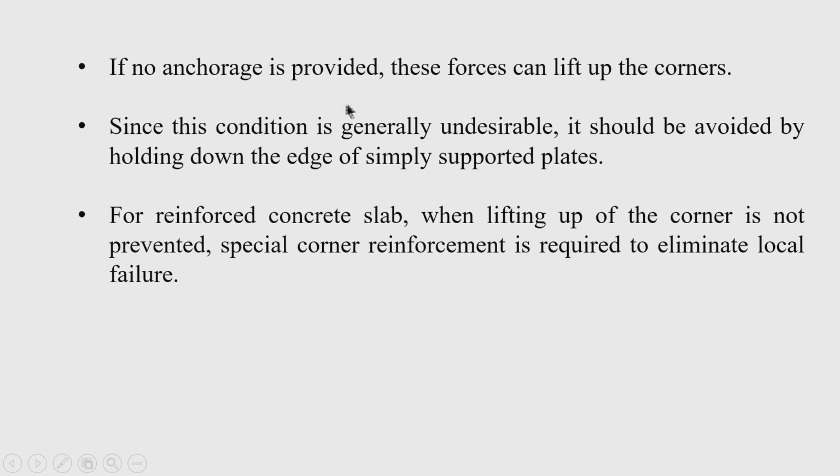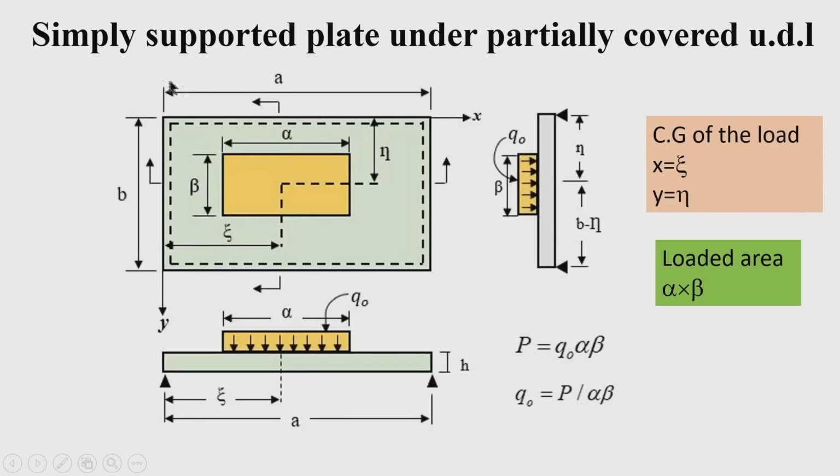If no anchorage is provided, these forces can lift up the corners. Since this condition is generally undesirable, it should be avoided by holding down the edges of a simply supported plate. For reinforced concrete slabs, provisions are given in the IS code for providing corner reinforcement to prevent the lifting up of the corner. Now, let us see a simply supported plate when, instead of a fully covered load, a partially covered load is applied.